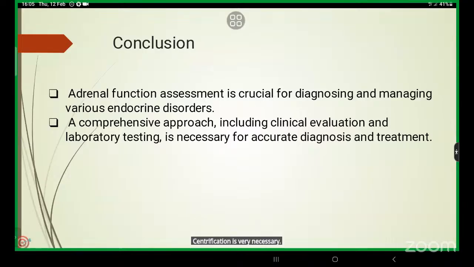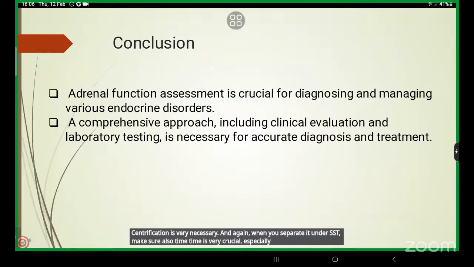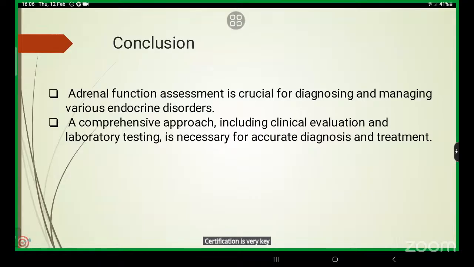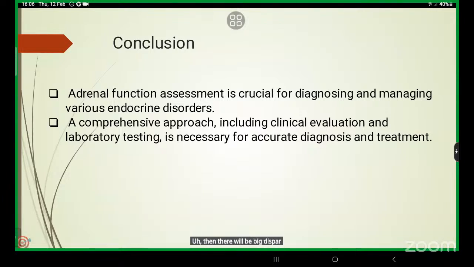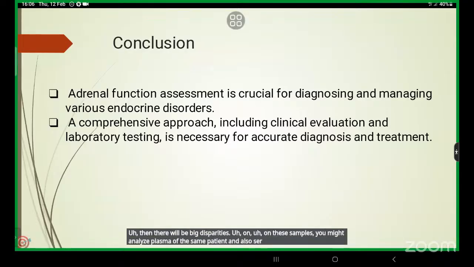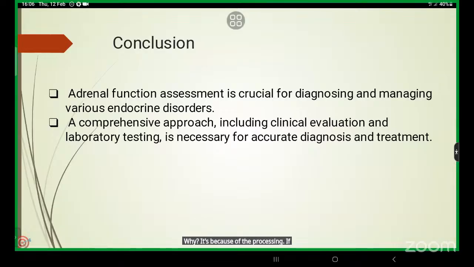And again, when you separate it under SST, make sure that time is very crucial, especially in analysis, even if you've centrifuged and separated. Centrifugation is key, and so is separating the cells from plasma. That's where the difference will come. If you don't separate, and you put it in a different tube, there will be big disparities on these samples. You might analyze plasma of the same patient and also serum of the same patient, and get big disparities. Why? It's because of the processing. If both are processed correctly, there will be no unacceptable differences between the two samples. Thank you.